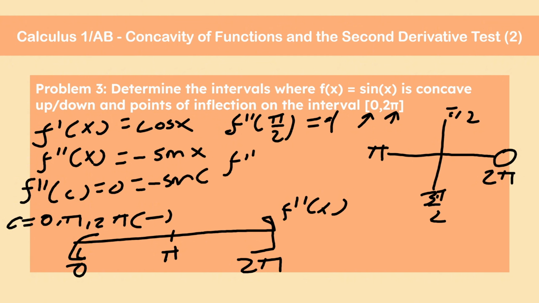So f prime prime of 3 pi over 2 is equal to negative 1 multiplied by negative 1, because sine of 3 pi over 2 is equal to negative 1. But since we have the negative coefficient, we multiply by negative 1. So negative times a negative makes it positive, which means that this is positive.